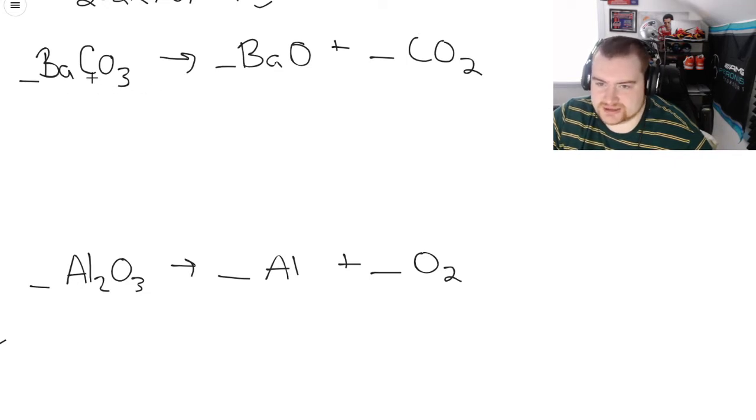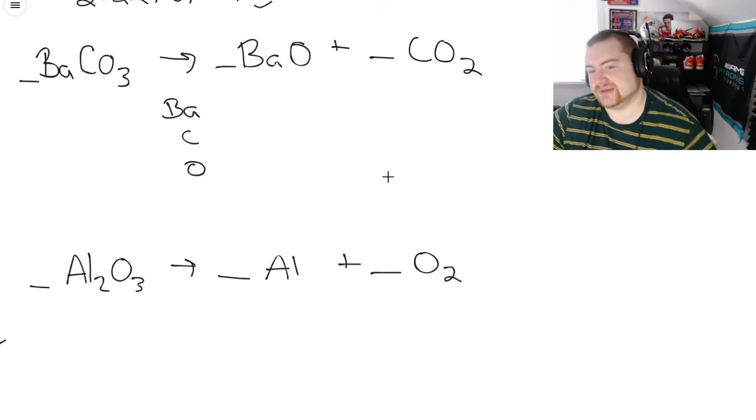Barium carbonate breaking down. So we're going to do the same thing. We're going to start with barium. And now this is the first type of equation we have where we have multiple elements, more than 2. So in general, I would like to keep the carbonate the same, but we can see it's broken apart. So we're going to have carbon, and then we're going to have oxygen.